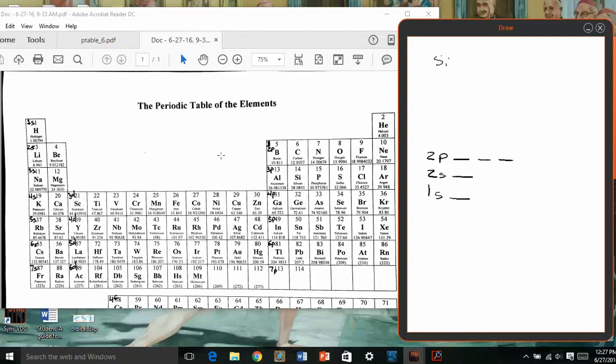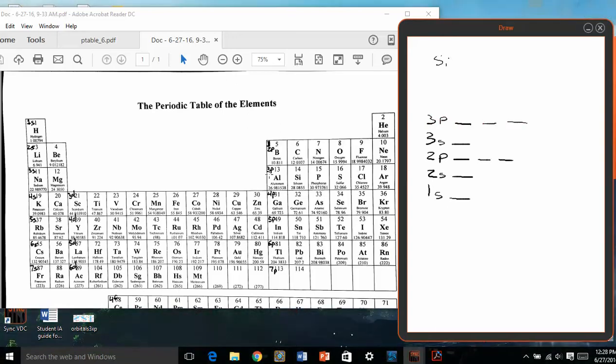What comes next after that, again, I'm just reading left to right, top to bottom. So on my diagram, what comes next is 3s, and then what comes after 3s is 3p. There are 3p orbitals, so I'm going to make 3 lines. And then I'm going to start filling in electrons till I get to 14. We fill in the lowest energy level first, which is that one. That's 1, 2, 3, 4, 5, 6, 7, 8, 9, 10, 11, 12.